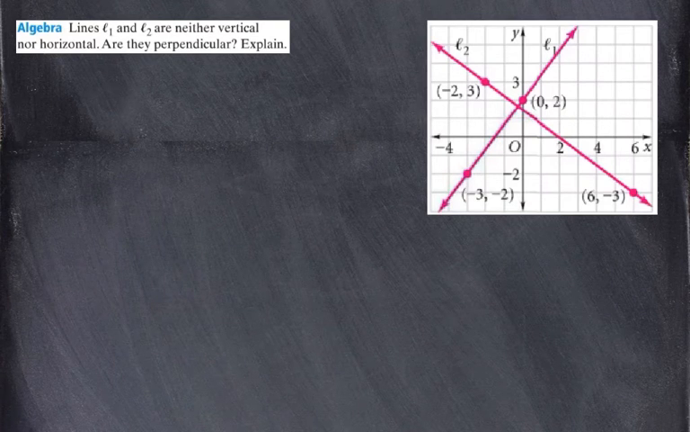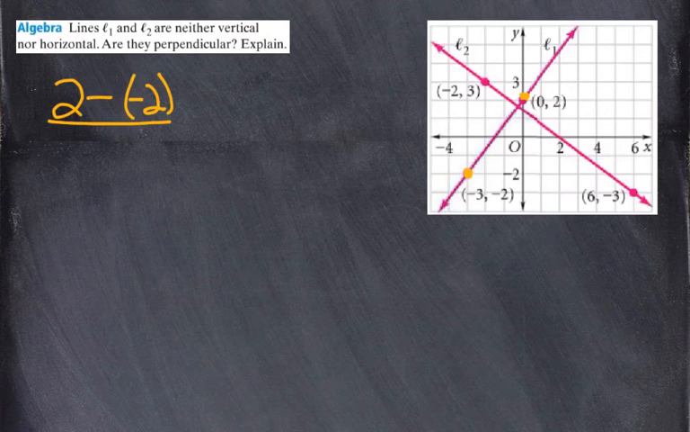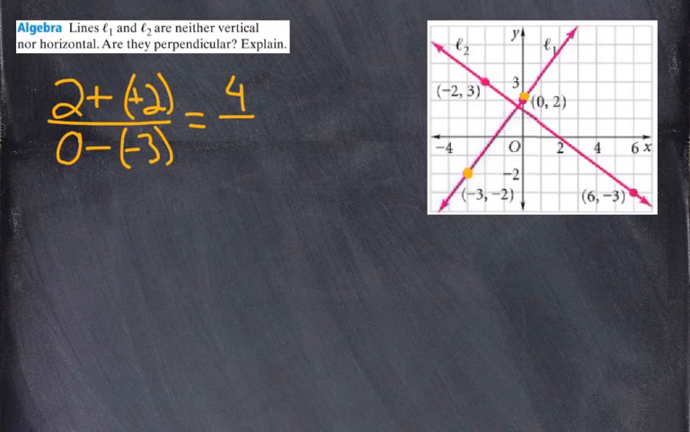So let's find L1, the slope of L1. Now it gives us these 2 points right here. So we apply our slope formula. y2, we'll call that 2, minus y1, which is negative 2, over x2 minus x1, which is negative 3. So that becomes 2 plus 2, which is 4, over 0 plus 3, which is 3. So that's the slope of L1.